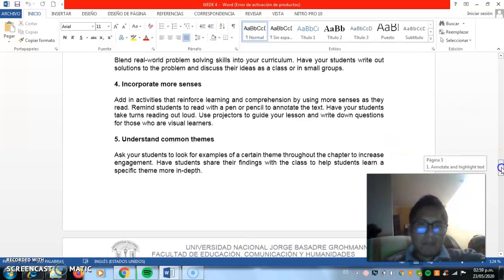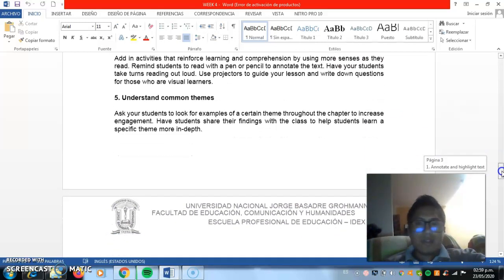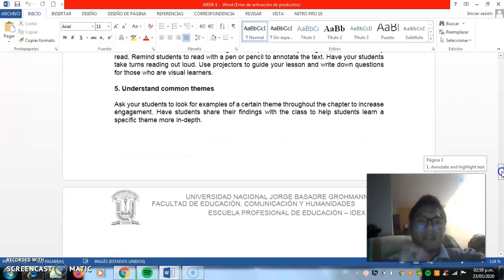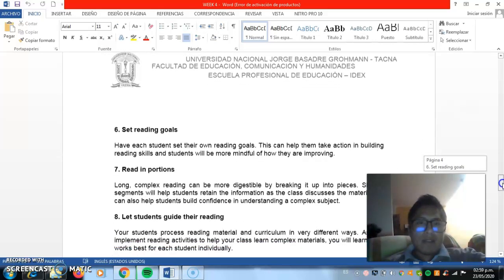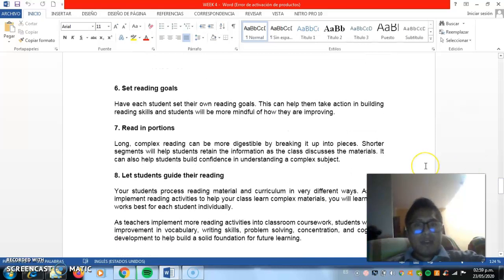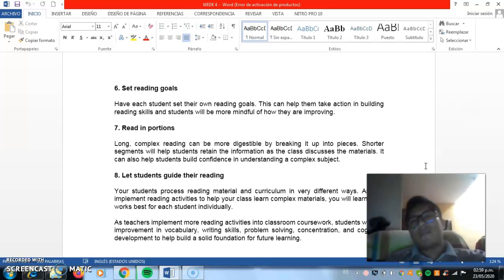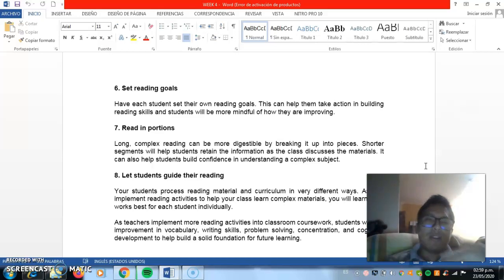Understanding common themes, that is true. There is always a message in the text that we are reading. Self-reading goals. Yes, it depends on each student in this case. Here it says this can help them take action in building reading skills, and students will be more mindful of how they are improving. Of course, we always have to tell students that they need to read a lot in order to get much knowledge, and of course they can apply their knowledge in many different ways in their lives.